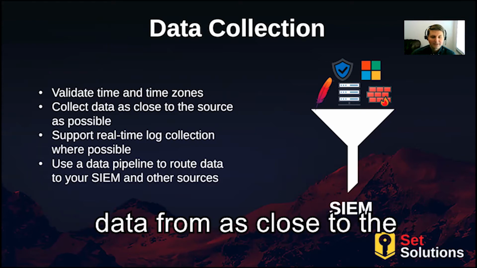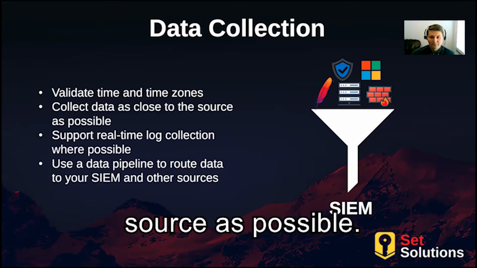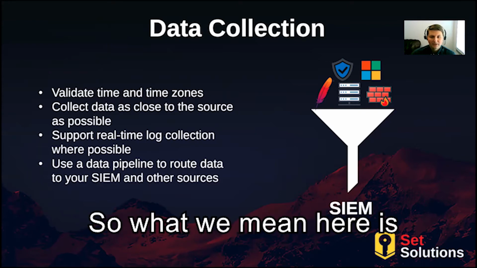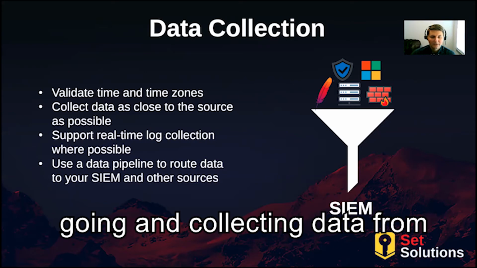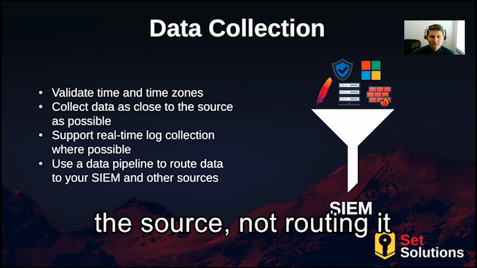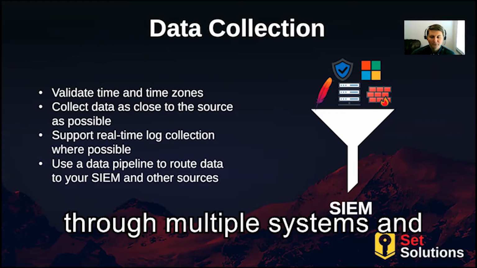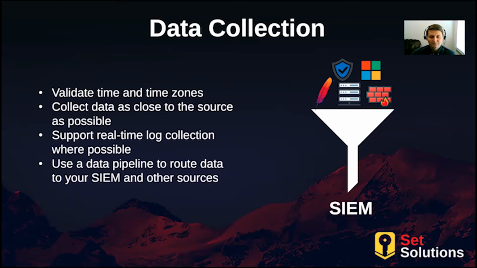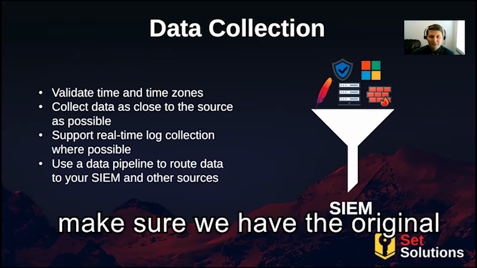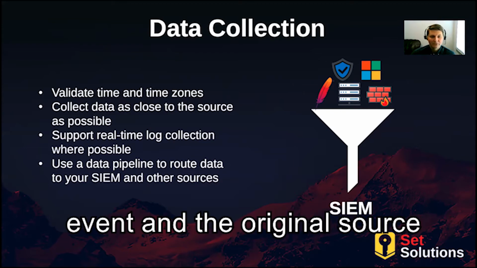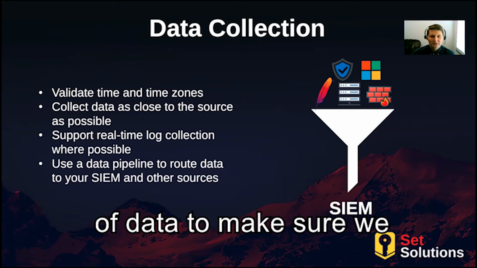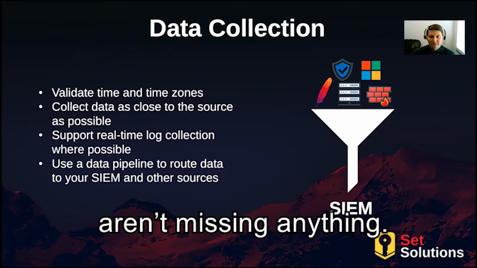Next, we want to collect data from as close to the source as possible. So what we mean here is going and collecting data from the source, not routing it through and manipulating data through multiple systems and getting it from there. For our SIM, we really want to make sure we have the original event and the original source of data to make sure we aren't missing anything.